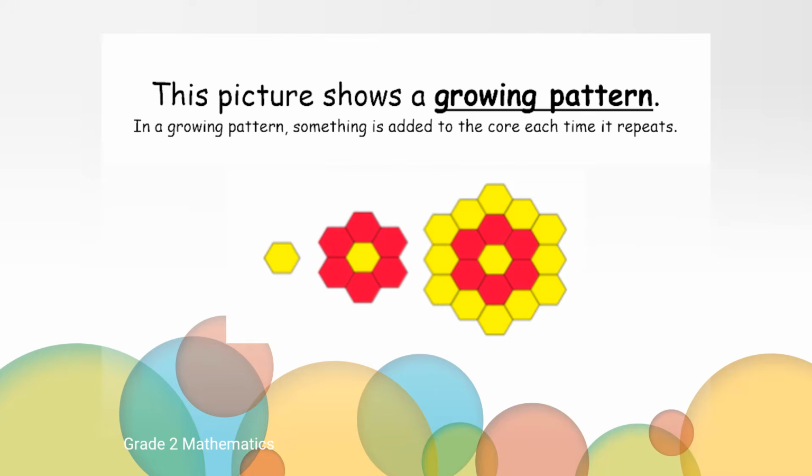Let's do some more learning about growing patterns. This picture also shows a growing pattern. In a growing pattern, something is added to the core each time it repeats. In this pattern, the core is the yellow hexagon. Each time, 6 more hexagons than the number of hexagons on the outside already are added around the outside. When I'm trying to figure out a growing pattern, sometimes it helps me to ask myself, what's changing each time? You might try thinking about what's changing each time as we figure out some more growing patterns.